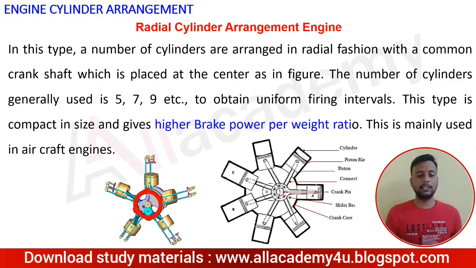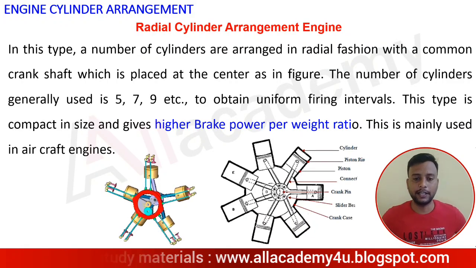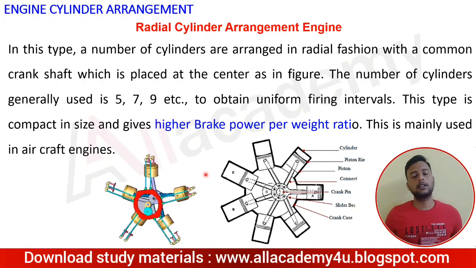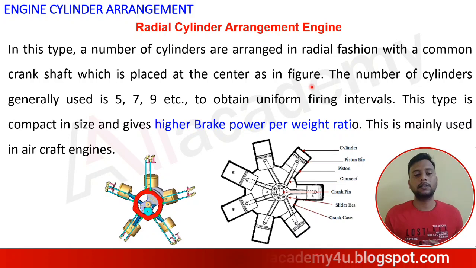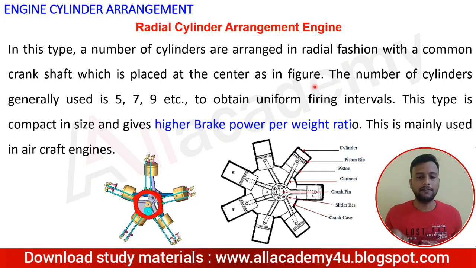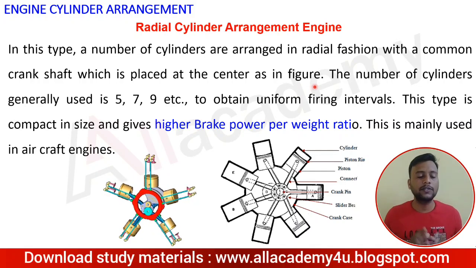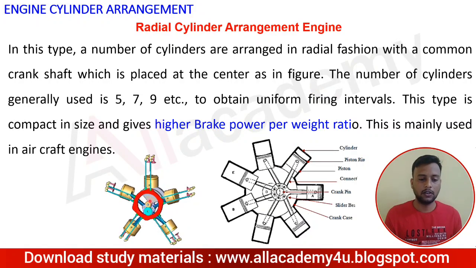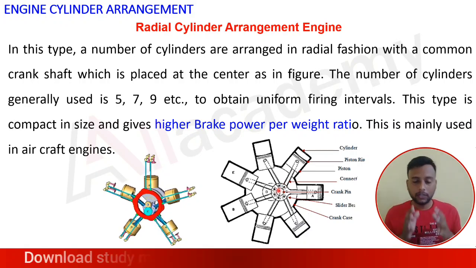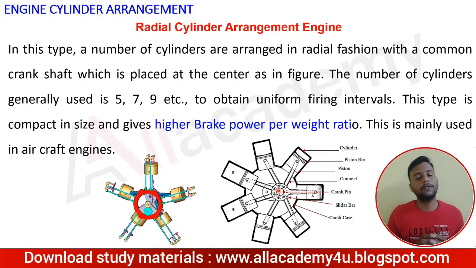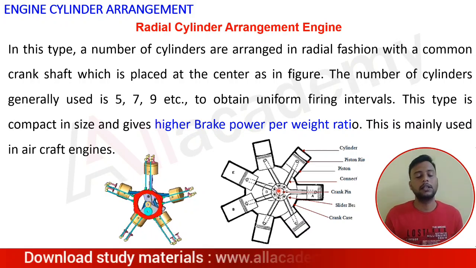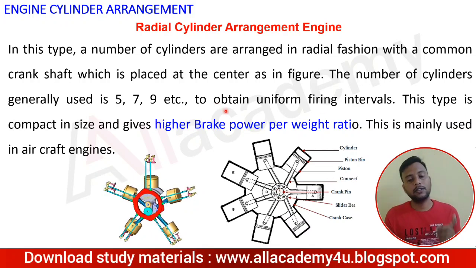The next is the radial cylinder arrangement engine. In this type of arrangement, the cylinders are arranged in a radial fashion around a common crankshaft which is placed at the center, as shown in this figure. The number of cylinders generally is odd, like 5, 7, 9, 11.